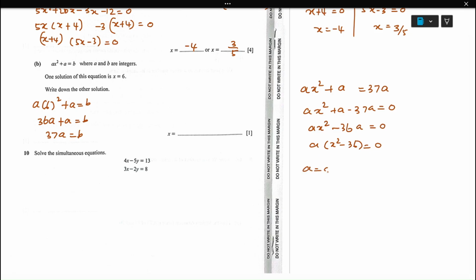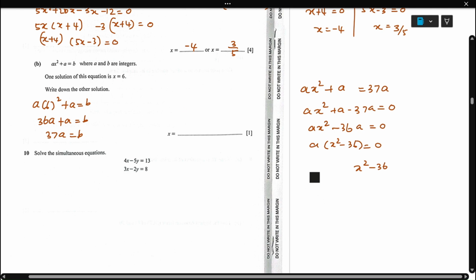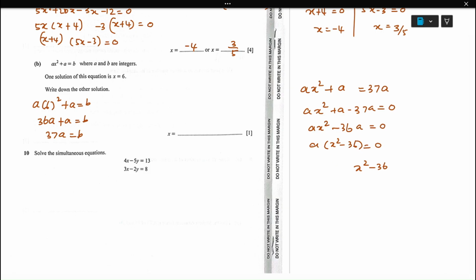Here a = 0 or x² − 36 = 0. Okay, here a is gone, a is not 0. When x² − 36 = 0, x² = 36, x = ±6. So x = 6 and x = −6. Already 6 is one of the solutions, so the other solution is −6.